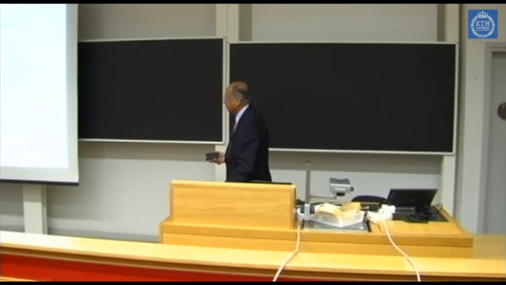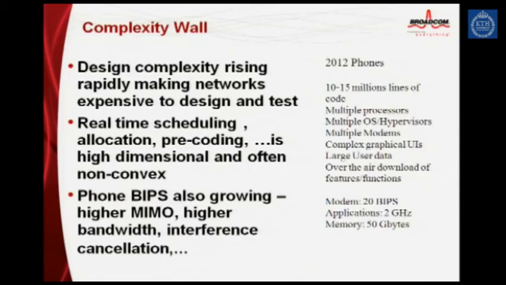Another wall I would call the complexity wall. The design complexity of these networks, which I'll talk about a little later, is rising very rapidly. In fact, yesterday I was here for an oral exam of Emil, one of John's students, and when you go through the work he's done, it's pretty complicated. So designing and testing these networks is going to get very expensive, and therefore these costs are rising very rapidly.